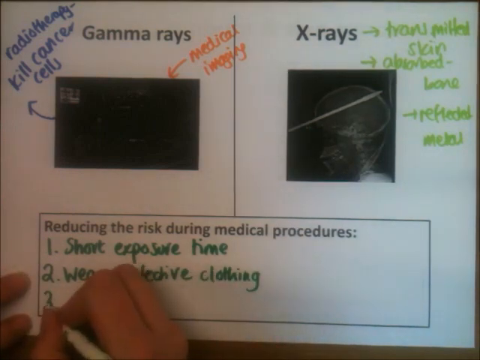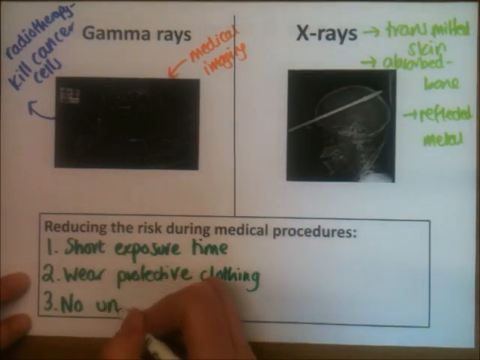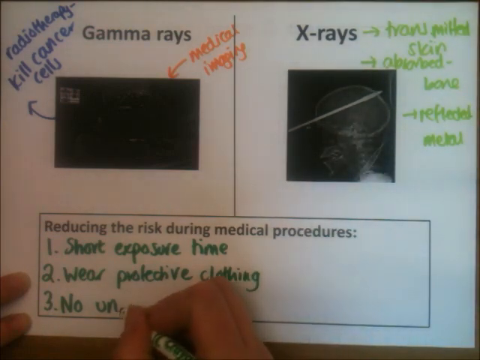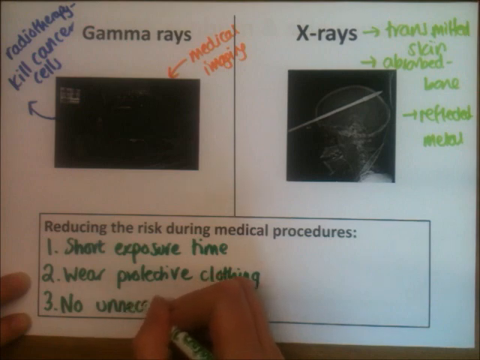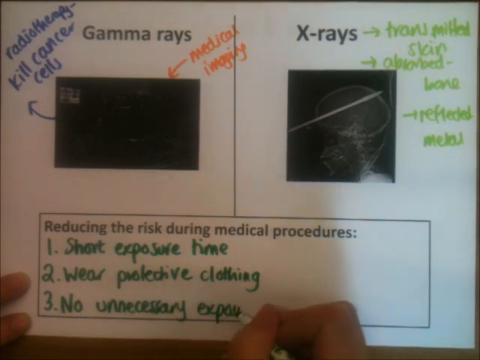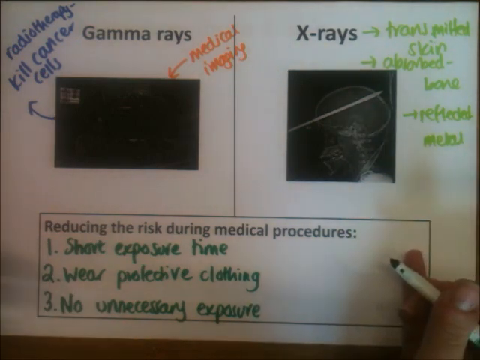Also, you don't have unnecessary ones. They used to use x-rays to look at your feet in shoe shops and to see the bones in your feet. But they've decided now, obviously, it's not really necessary to do that. You don't need to see the bones of your feet to work out what size shoes you should wear. So they don't do that anymore. So we now have no unnecessary exposure. Okay, so this kind of thing means that we're much safer.